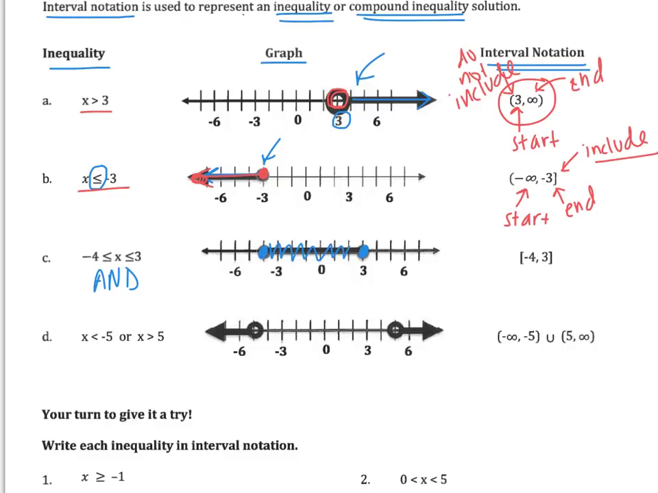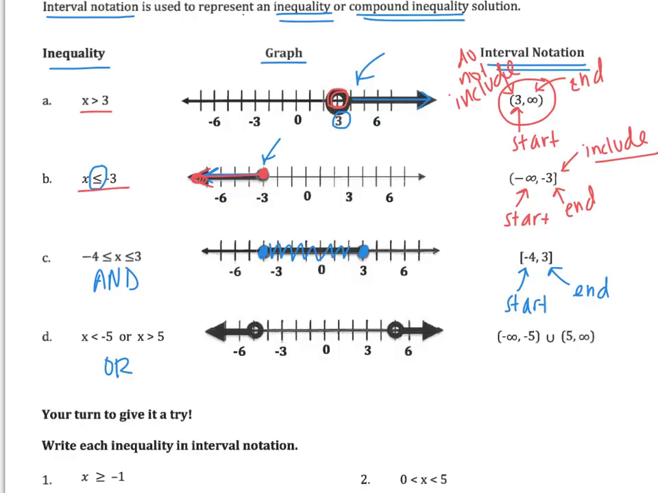Okay, then looking at our interval notation. This interval notation says that the shading starts at negative 4, it ends at 3, and then remember that those two brackets mean that we want to include the endpoints. There are closed circles at the endpoints, so we're including them. So C was a compound inequality. D is also a compound inequality. If you remember, this is one of the OR inequalities, obviously because it says OR.